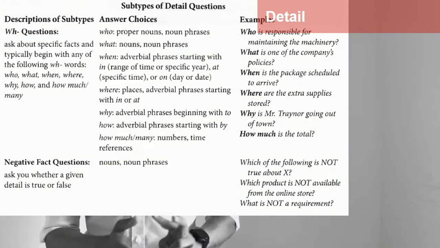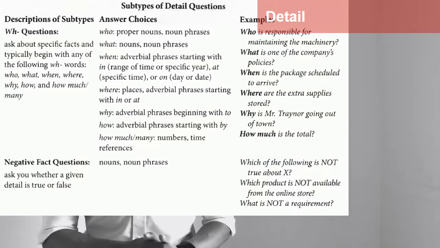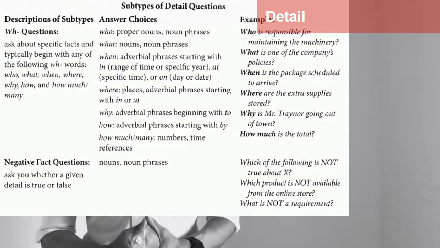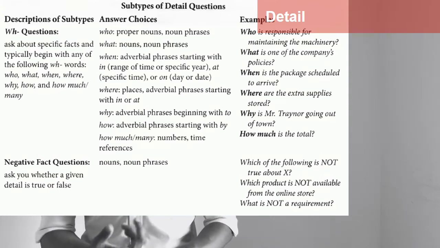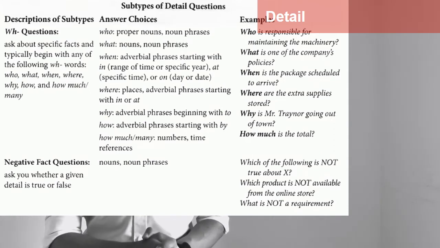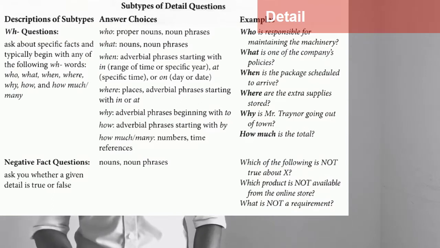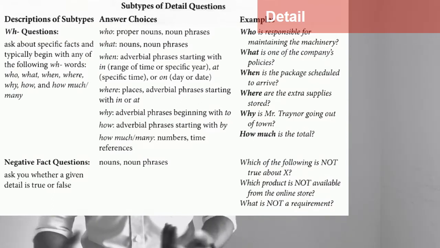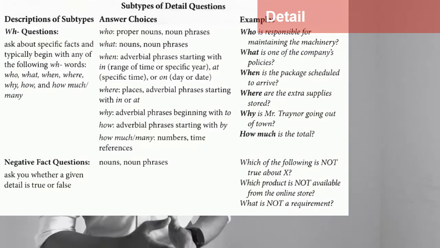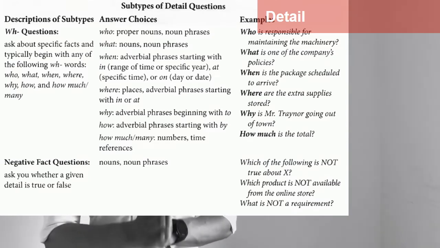So normally they will have 2 types of detailed questions: WH questions and negative fact questions. For example, look at the questions on the right-hand side. For WH questions, we will see questions with who, what, when, where, and all the WH questions. And negative form questions are those with "not": Which of the following is not true about X or Y or something like that? And which product is not available from the online store? For negative questions, you'll have to take your time.